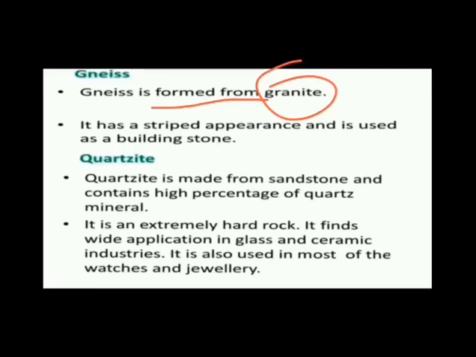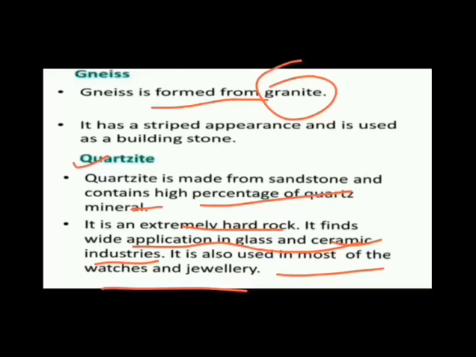Now the next type of metamorphic rock is quartzite. Quartzite is also a metamorphic rock which is made from sandstone and contains a high proportion of quartz mineral. It is an extremely hard rock. It finds wide application in glass and ceramic industries. It is used in most of the watches and jewelries also. So there are so many uses of quartzite, like they are used for making ceramics, glass, jewelries, and other ornaments. And the texture is crystalline, and they are light colored or yellow to brown colored rock.